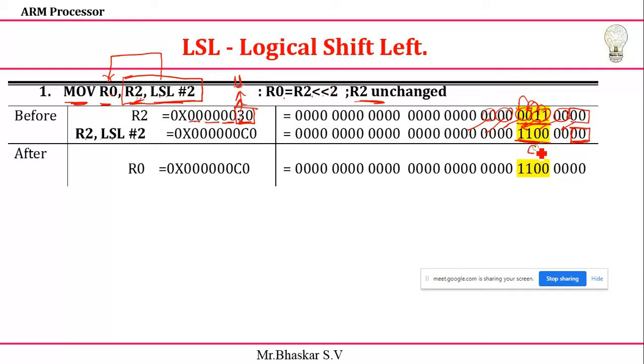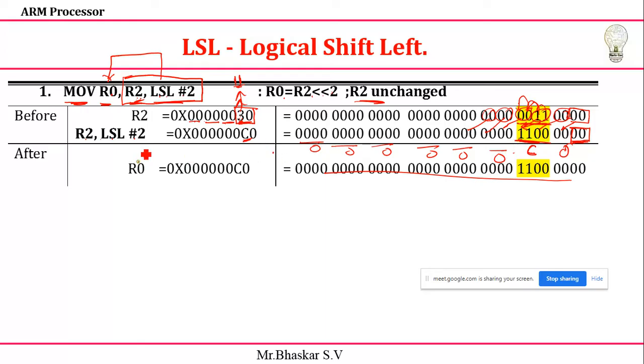It is C only, right? So now you read completely. It is 0. This is 0. This is 0. 0, 0, 0 and C0. So this is the result.